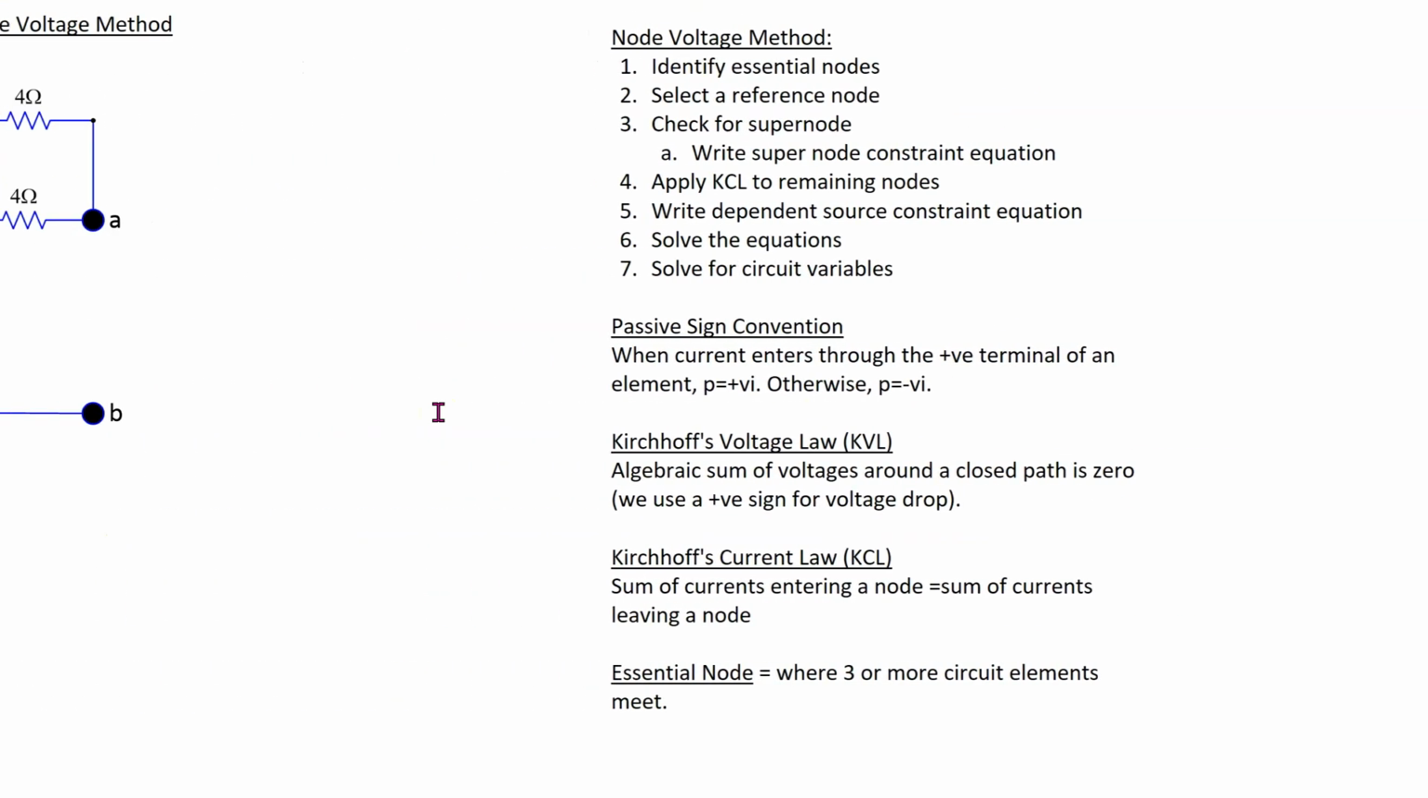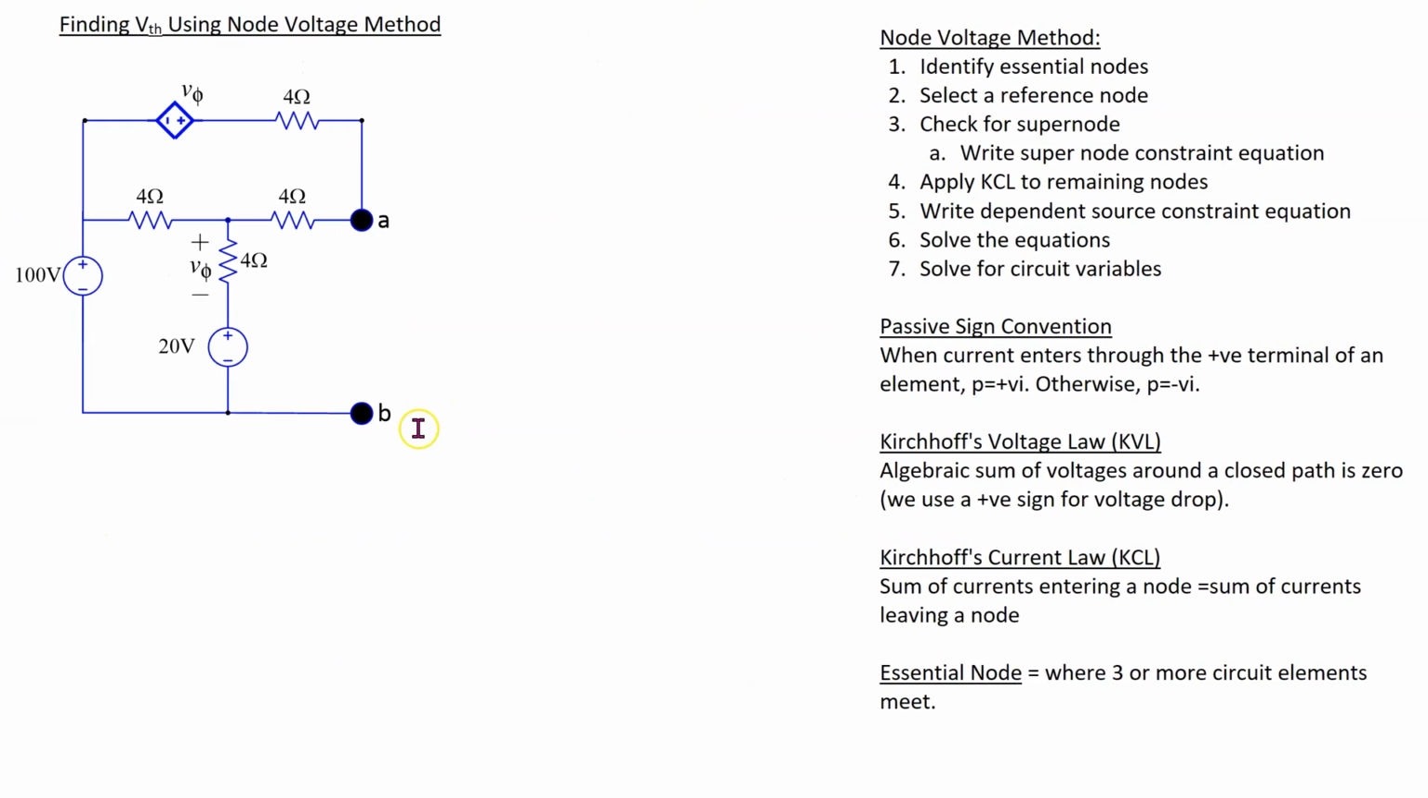First, let's find the Thevenin voltage VTH. The Thevenin voltage is the open circuit voltage between the terminals of interest. Thus, in this given circuit, the Thevenin voltage VTH is the voltage between terminals A and B. We can use any circuit analysis technique to find VTH. First, let's use node voltage method. So let's apply the node voltage method here.